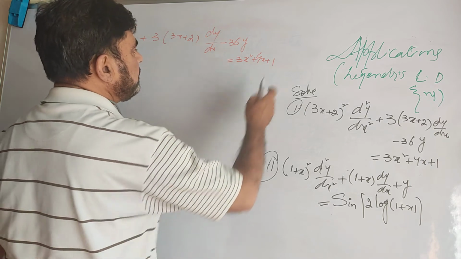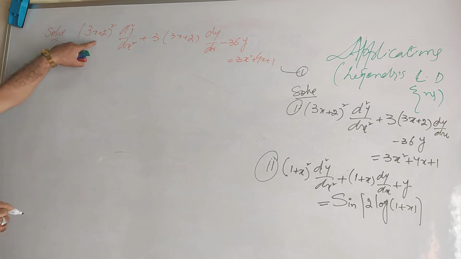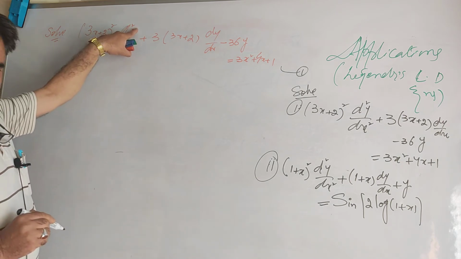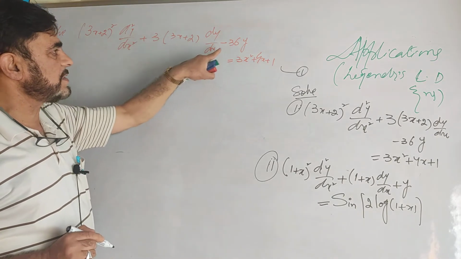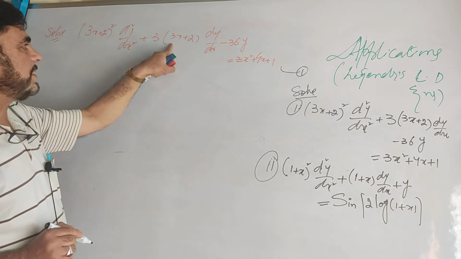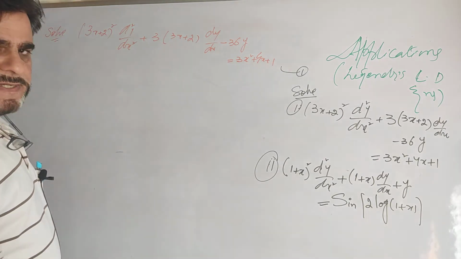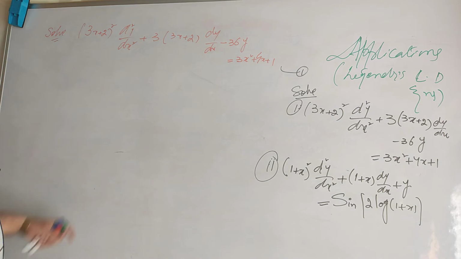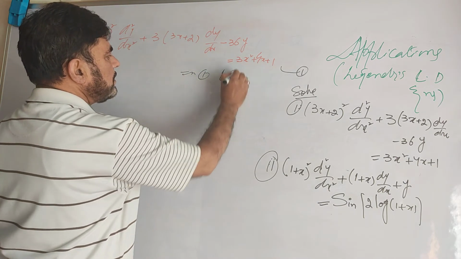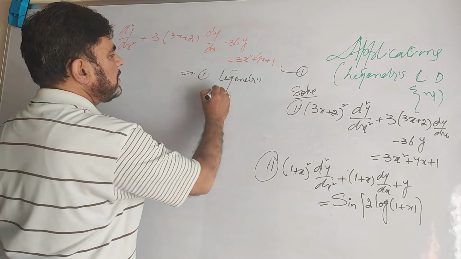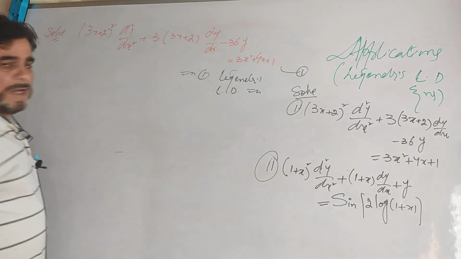I will name it first. Just look here. It is the linear factor square with the second order derivative, then the same factor 3x plus 2 with the first derivative dy by dx, minus 36y. If the factor were different, you would say it is not Legendre's differential equation. This is how we recognize it. So equation number 1 is Legendre's linear differential equation.